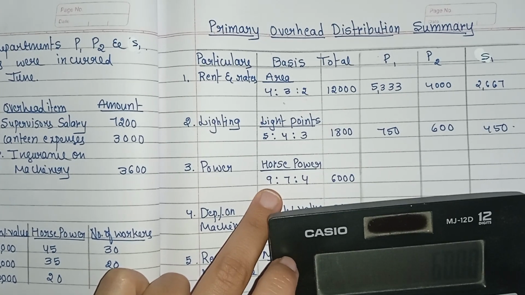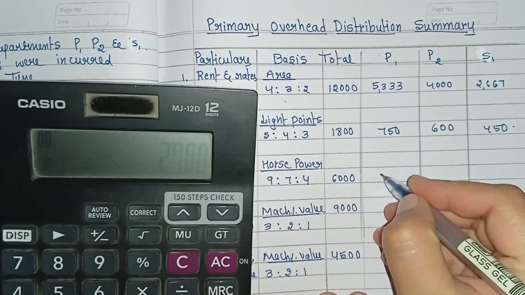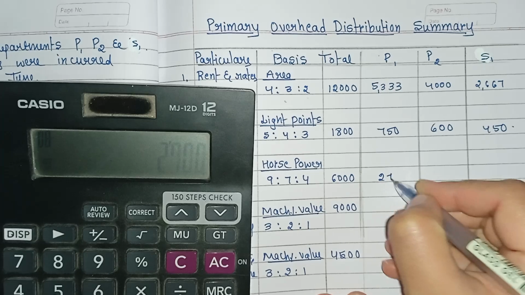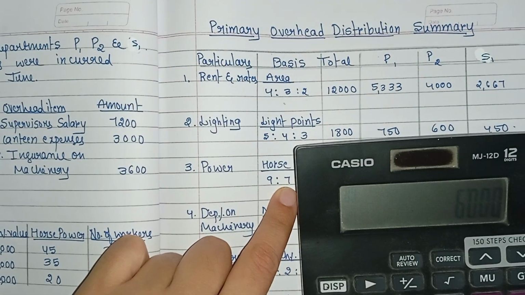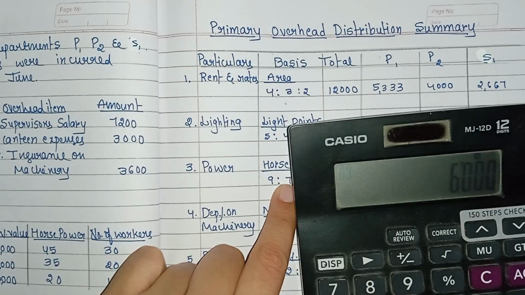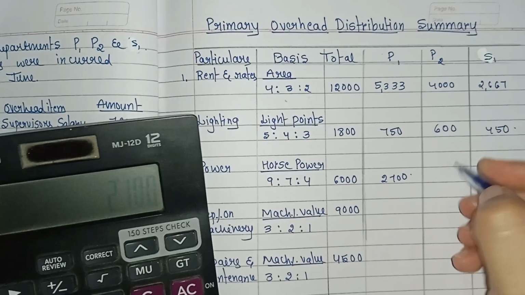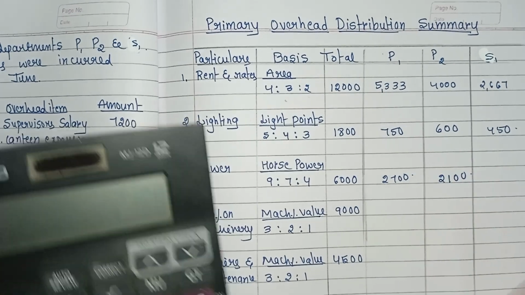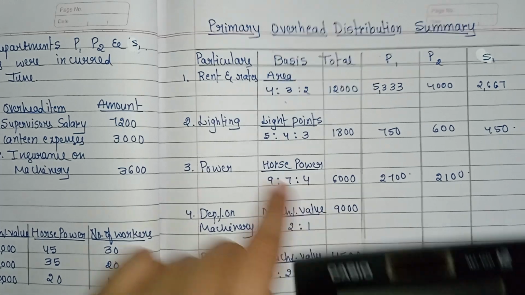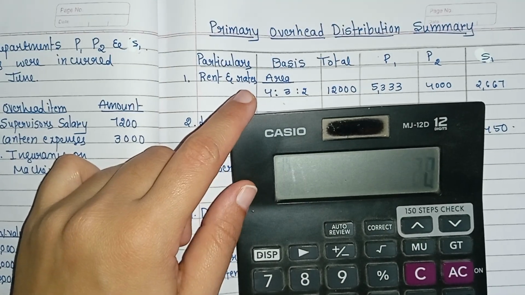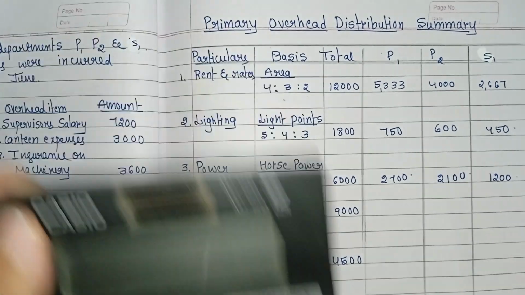So 6000 into 9 divided by 20, that is for P1, 2700. Next for P2, 6000 into 7 divided by 20, that is 2100. And again 6000 into 4 divided by 20, that is 1200. I hope this is clear to you all.